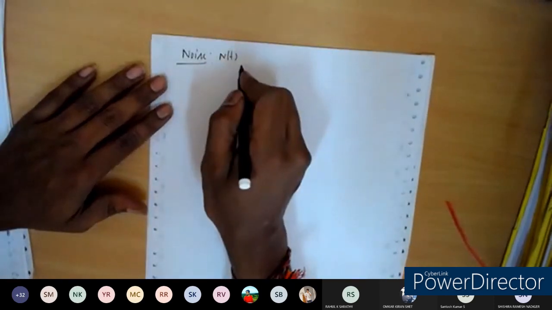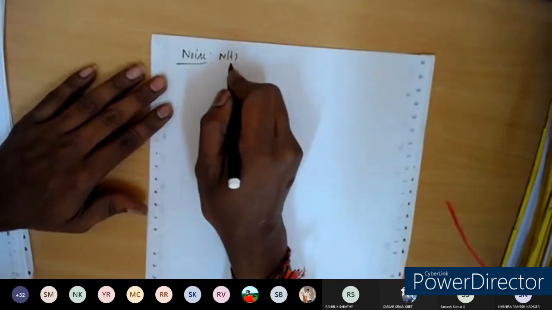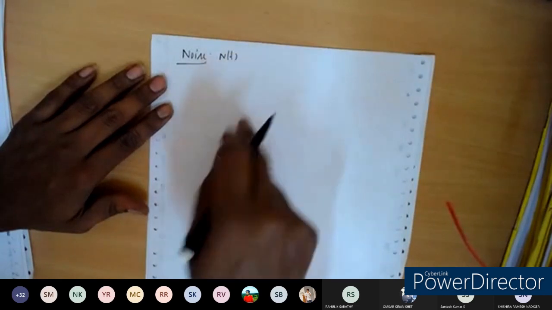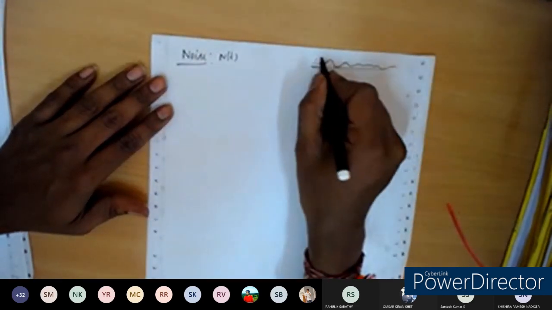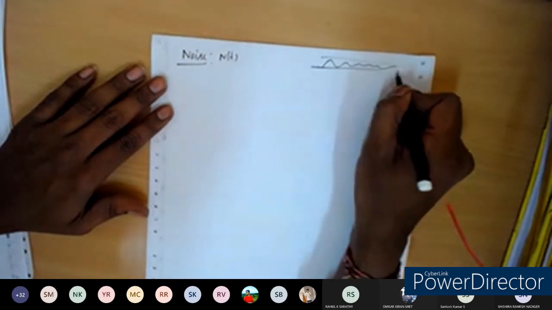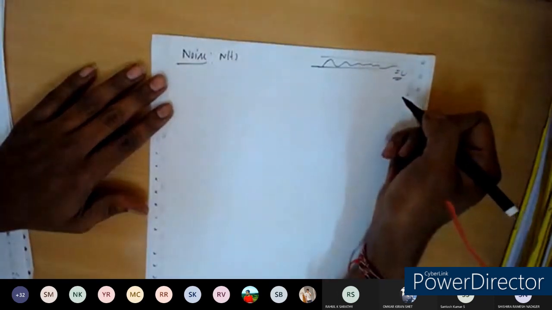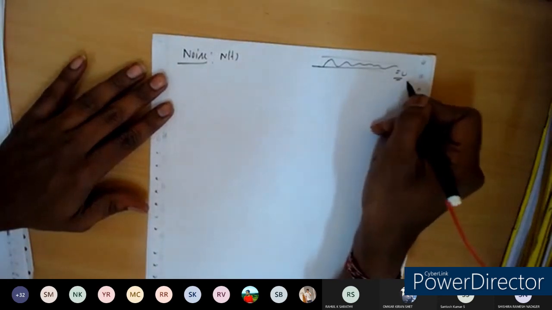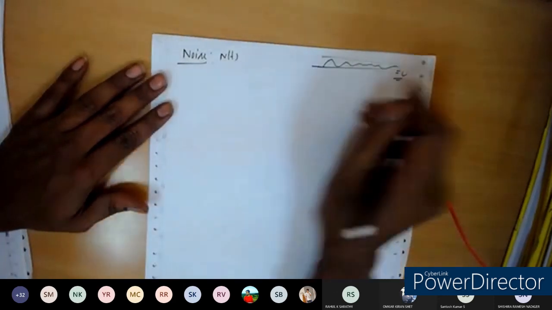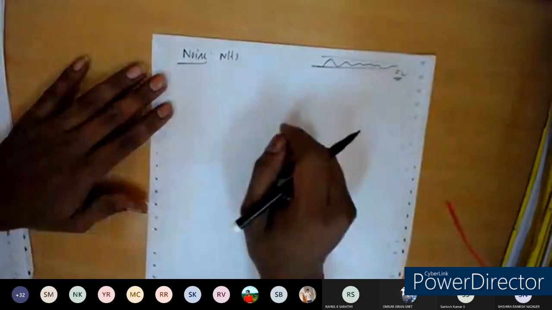For this white noise, the mean will be equal to 0. The signal will keep on varying like this. If you calculate the mean of this, the mean will be equal to 0. And the power spectral density of this is going to be a constant value, which we are going to call N0 by 2. Let us see that.